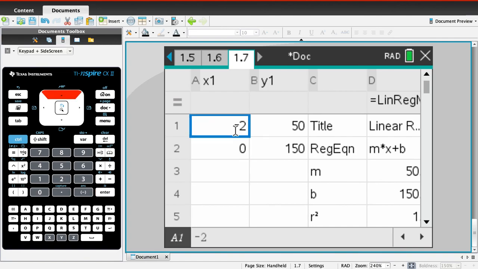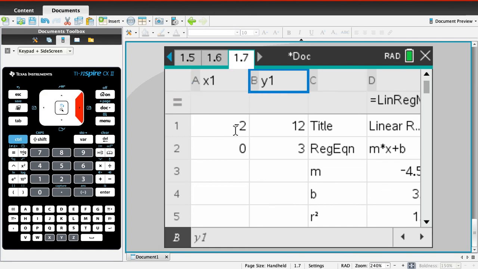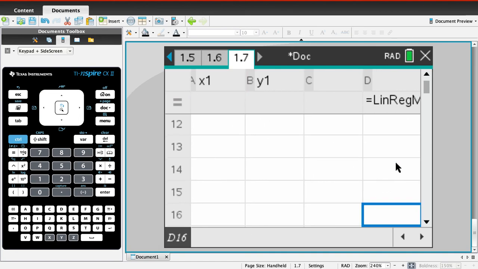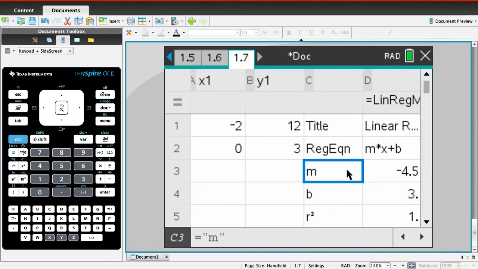-2 and 0, 12 and 3. Now, of course, that means that these are no longer from question number 1. They are from our current question. All right, so just keep that in mind if you write over them. Now, my slope, -4.5, exactly as I predicted. So let's go ahead and take a look at our next one.